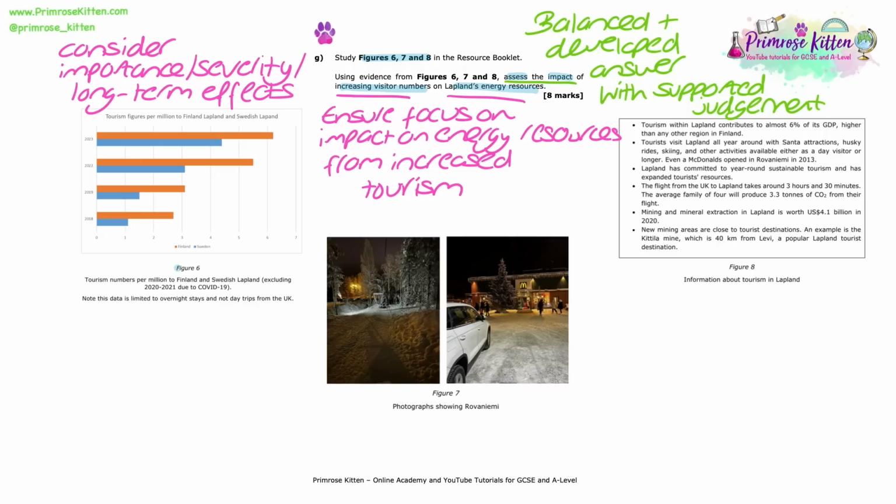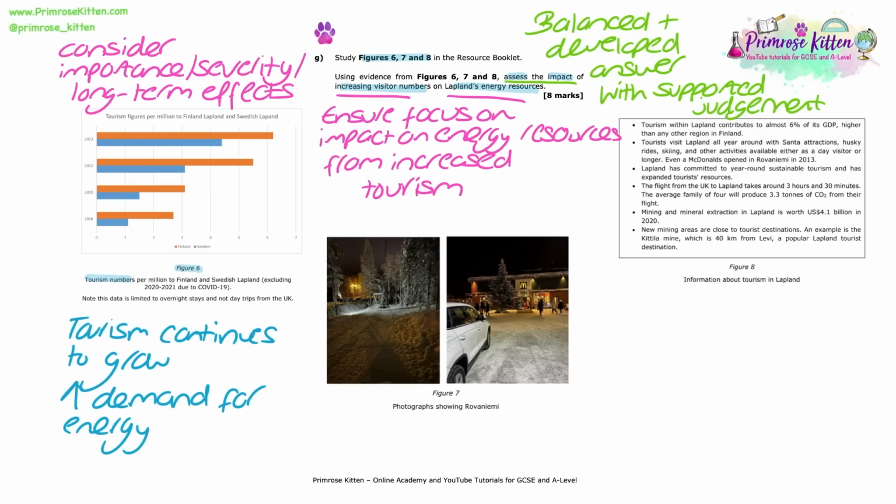Figure 6 is a graph showing tourism numbers per million to Finland and Swedish Lapland. You can see from the graph that tourism continues to grow, with Finland being the more popular of the destinations. You should therefore consider the demand that this will place on energy and possible impact on prices.